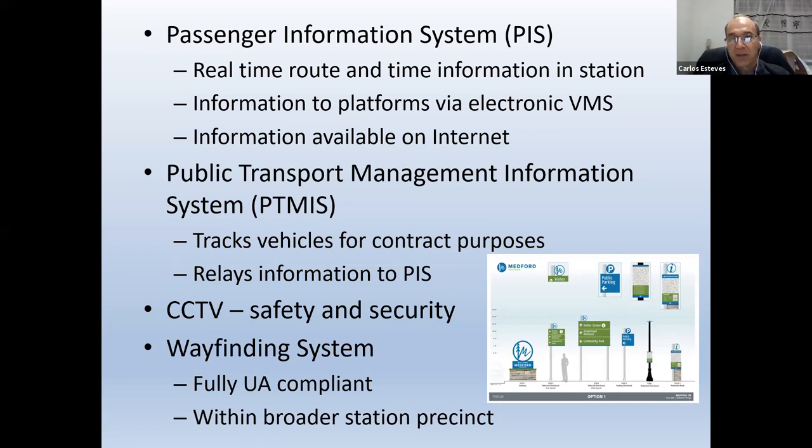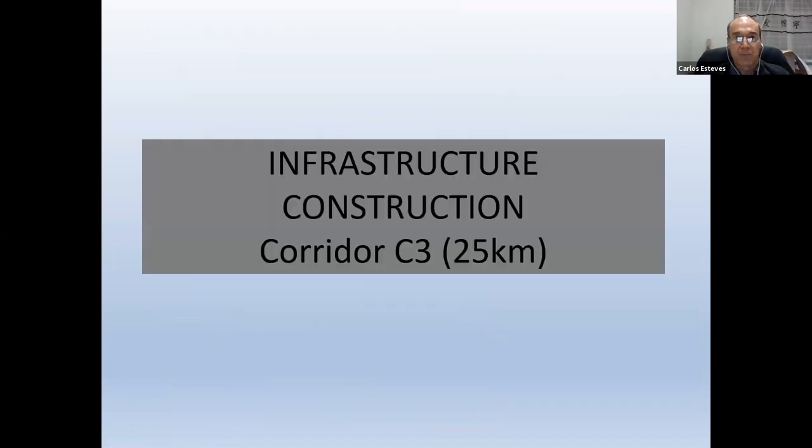Wayfinding system, this is the signage that tells you how to get to the station, where's the entrance, and what route it is, and all those good things, so that you have what they call a legible system, that you understand how to get into the system, where you are traveling to, which routes, where you must transfer from which route to get to your destination. And the wayfinding system covers the broader station precinct.